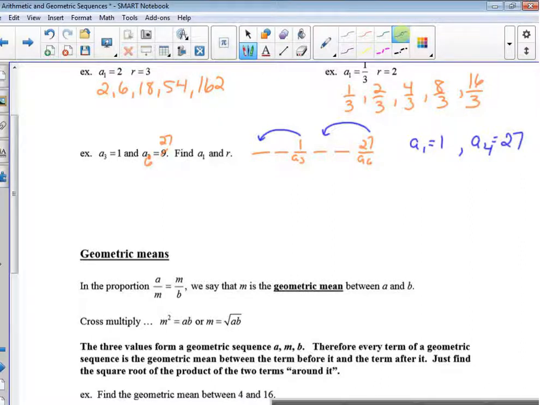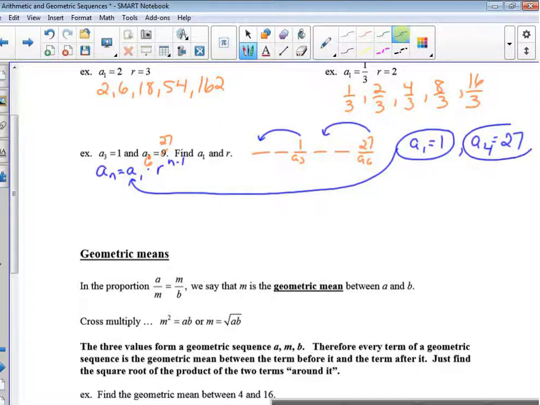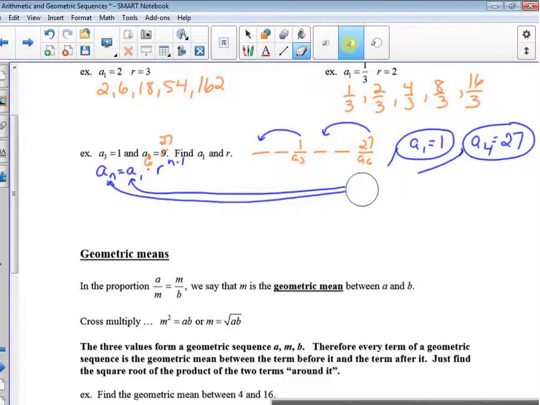So if I do that little temporary shift here, then I can use my formula and say A sub n equals A sub 1 times r to the n minus 1. And I can use A sub 1 is 1, and I can use A sub 4 is 27 to go right in there, okay? So I'm going to erase that so I have some room.